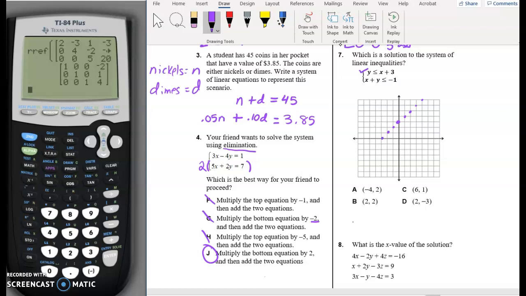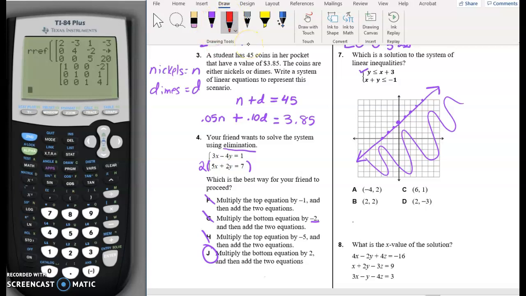Now, since this is less than or equal to, that means I'm going to have a solid line. And then for shading, it says it has less than, so we want where y is smaller, which is going to be on the bottom side of this graph.